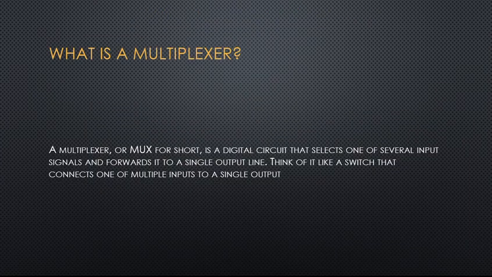First of all, what is a multiplexer? A multiplexer, or MUX for short, is a digital circuit that selects one of several input signals and forwards it into a single output line. Think of it like a switch that connects one of multiple inputs to a single output.